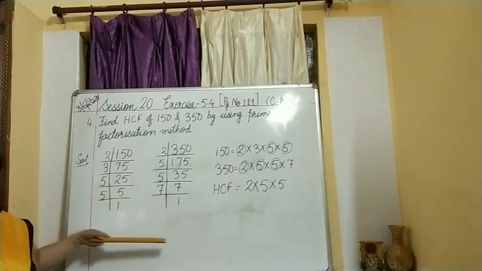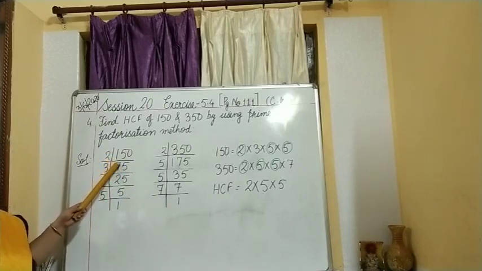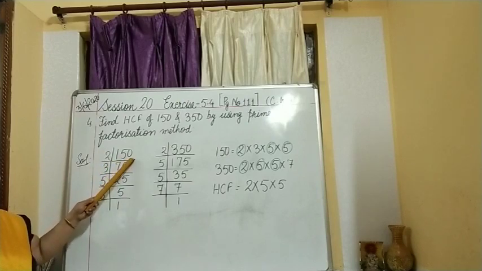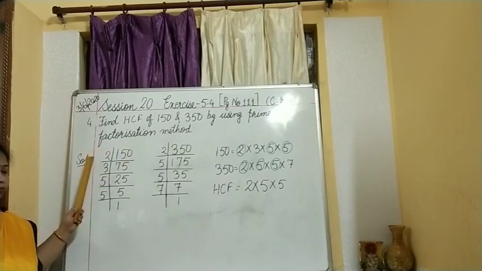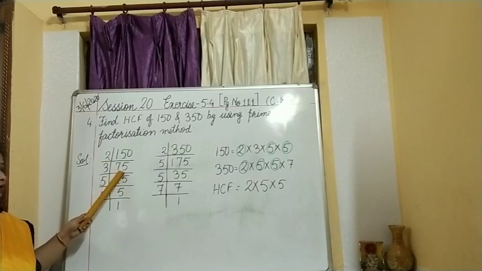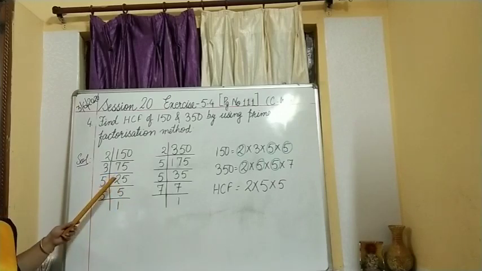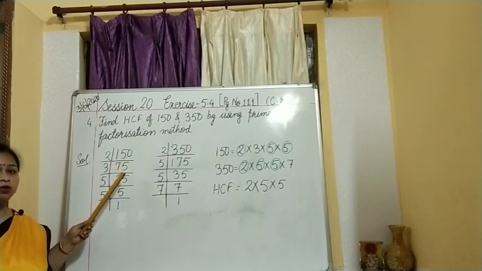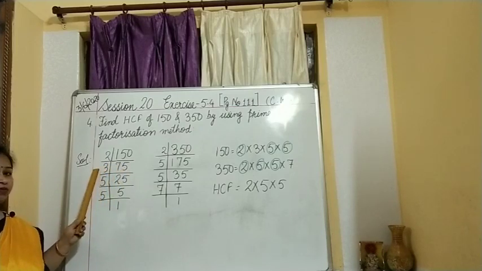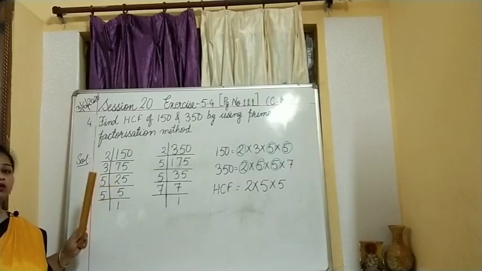I have already displayed this. 150 is the number given. Since 0 is here, it is divisible by 2, divided by 2, you will get 75. So 5 is present over here, it is no more divisible by 2. So the next prime number you have to take is 3. And how do you know that it is divisible by 3? Add up, 7 plus 5 is what? 12. It is divisible by 3. Okay. So 75, when you divide by 3, you will get 25.